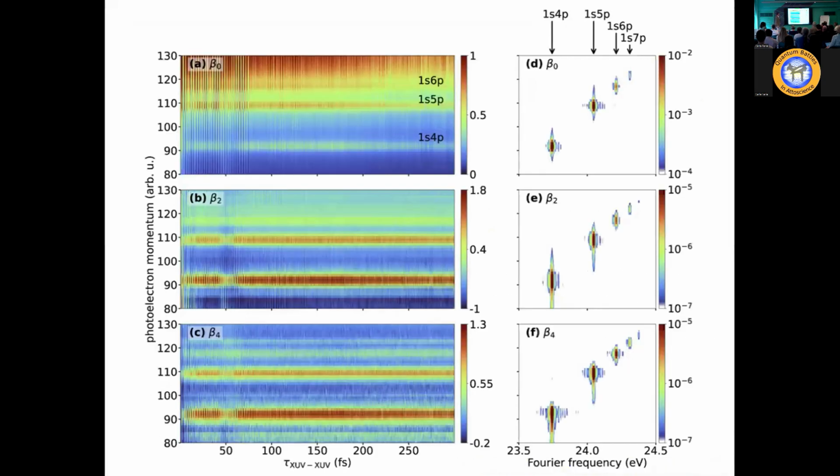So this is the data set that we have created. We measured the angle integrated photoelectron intensity, as well as beta parameters describing the angular distribution of the photoelectrons, as a function of the momentum of the photoelectrons and as a function of the delay between the two XUV pulses. Of course, we take a Fourier transform, go into the frequency domain, and then we get sharp contributions corresponding to individual Rydberg states.